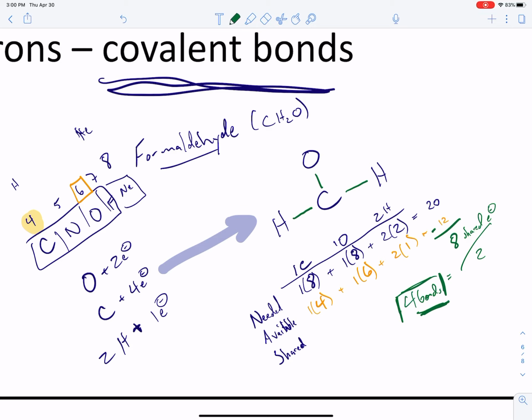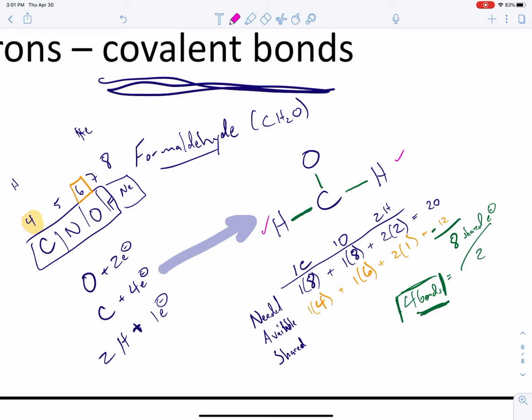So now I have 3 bonds working on forming this formaldehyde. How many electrons does hydrogen need? 2. How many are right here in this 1 bond? 2. So these hydrogens are perfectly okay. If those hydrogens are perfectly okay, let's go ahead and check them off. That doesn't look like much of a check, so let me change that out. Good job, hydrogens, you did your job.